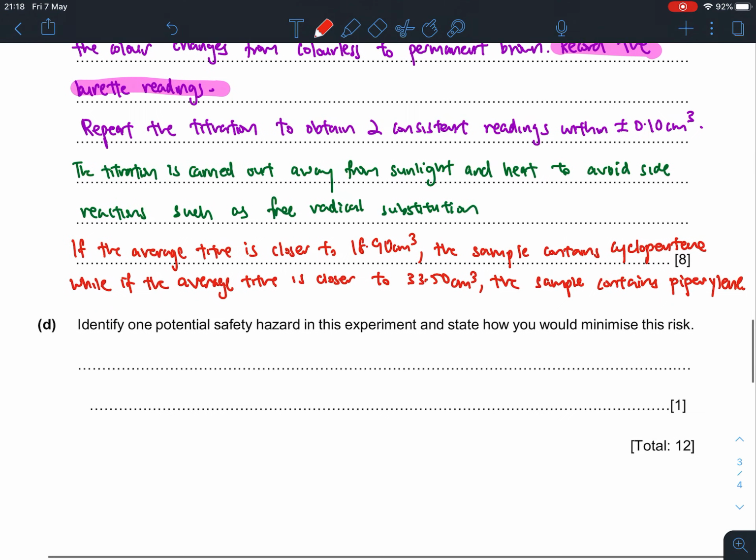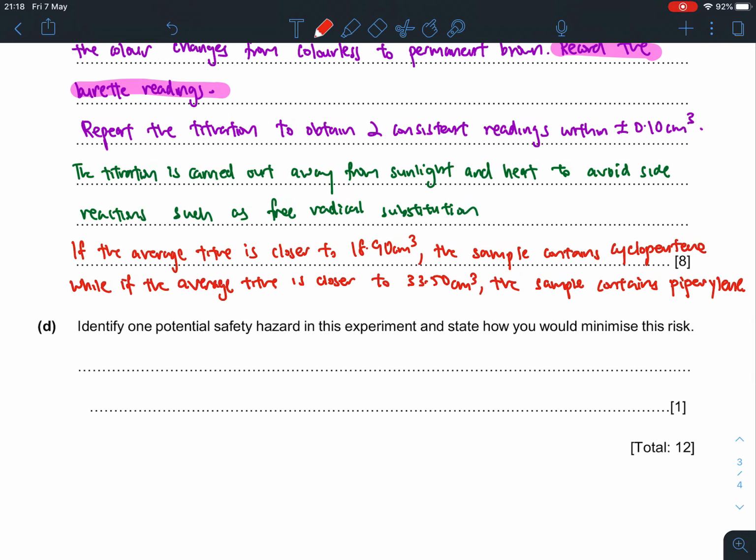Okay, and last part to this question, it asks about a potential safety hazard in this experiment and state how you would minimize the risk. So in such a case, when we are looking at safety hazard, and once we have identified that it consists of an organic compound, we will always use this as the safety hazard, which is that all organic compounds, they are generally flammable, and that is a safety hazard.